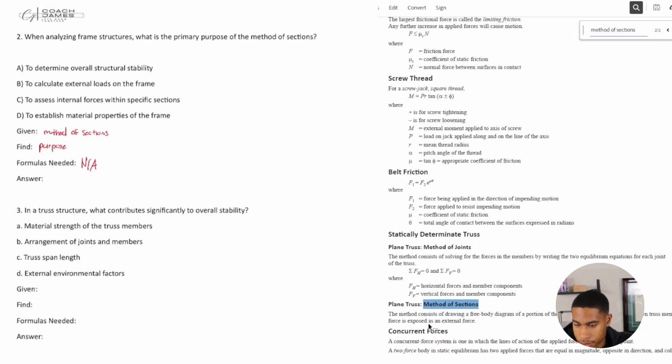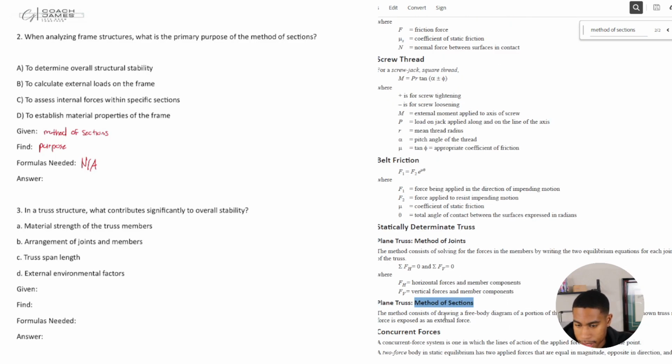something does come up for a truss. It says the method consisting of drawing free body diagram of a portion of the truss in such a way that the unknown truss member force is exposed as an external force. Not very helpful. So you have to have some prior knowledge. All right, some PK, prior knowledge. So what is method of sections?